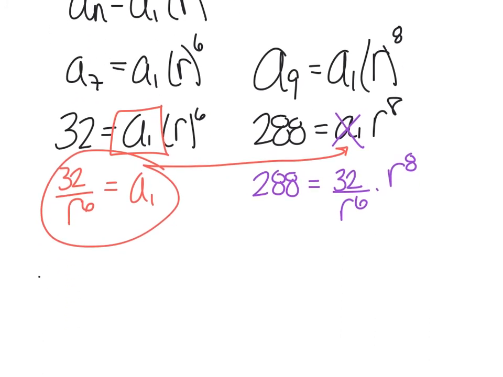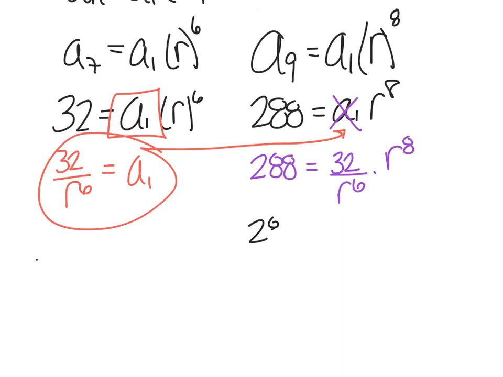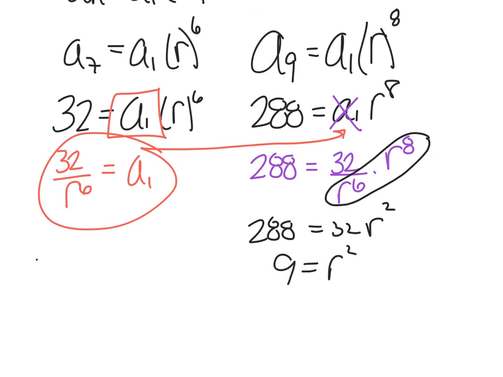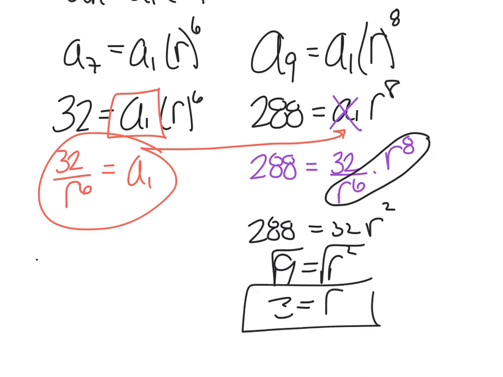I'm just going to clean that up nicely. So I've got 288 equals 32. And remember, when I divide, I subtract. So this is really r squared. So 288 divided by 32 gets me 9 equals r squared. Square root, therefore r equals 3. So right now I have my common ratio. Don't forget, I still need to get a sub 1.